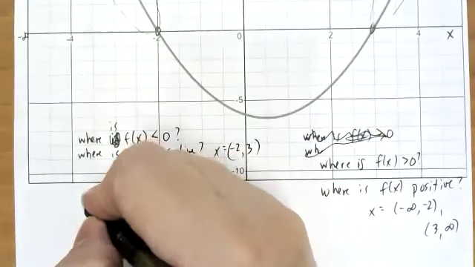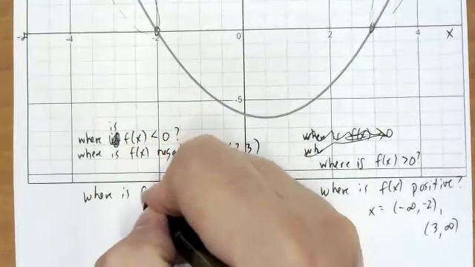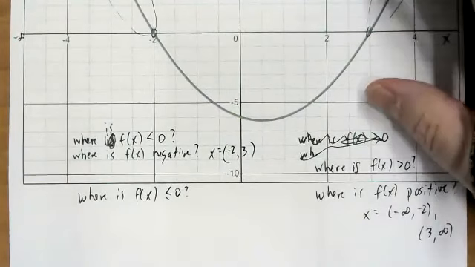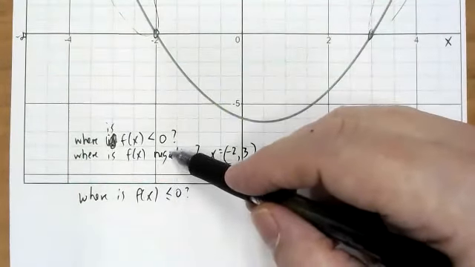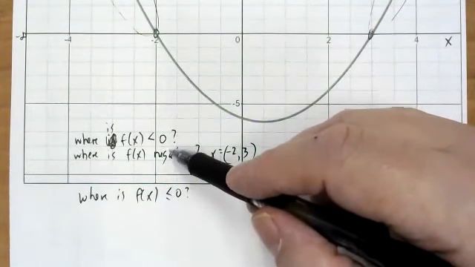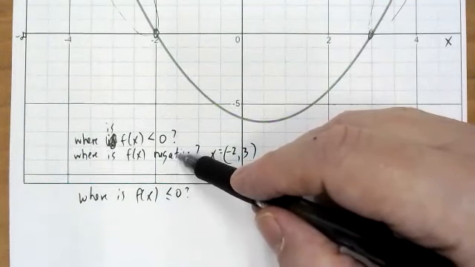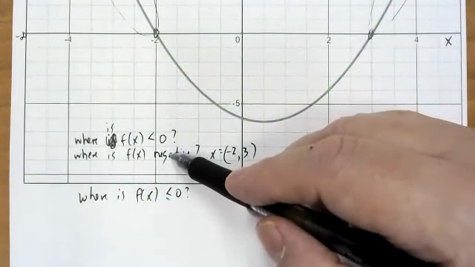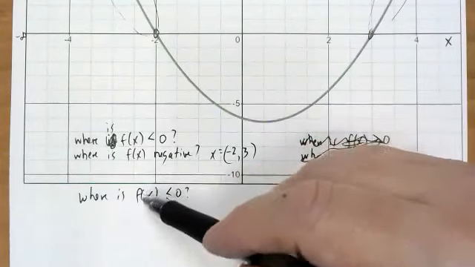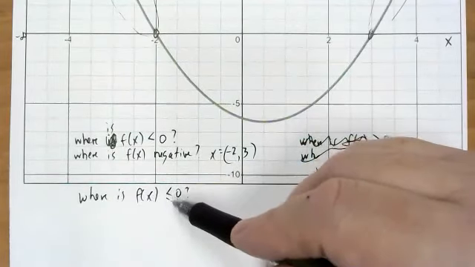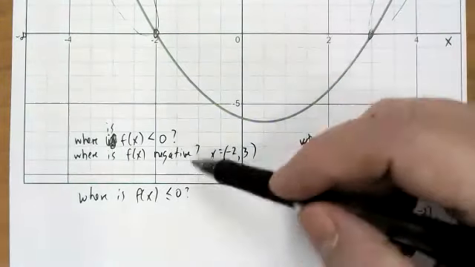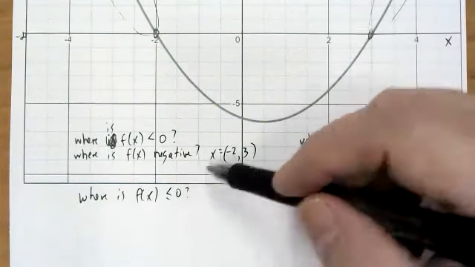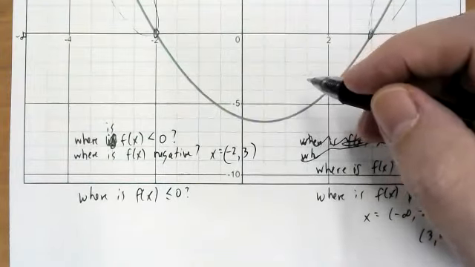Now just for fun, if I had written this, where is f of x less than or equal to 0? That is not the same question as saying, where is f of x negative? Where is f of x negative means all negative numbers. Zero is not a negative number. So if I don't include the zero, another way to restate the question is where f of x is negative. But now if I say, where is f of x less than or equal to zero, that does not mean the same thing as saying, where is the function negative? Because now I'm going to include the points where the function equals zero.